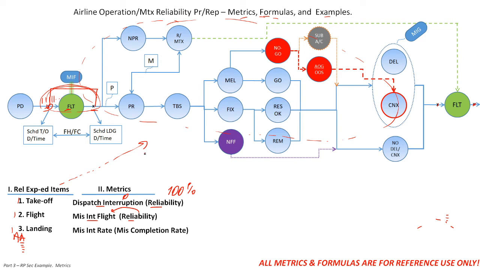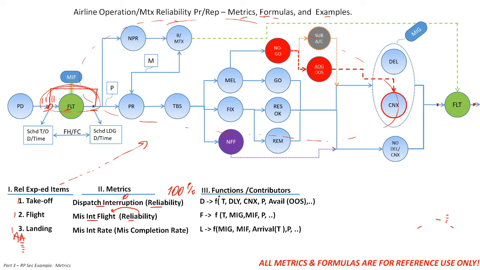Now, step number 3, we need to identify contributors. I'm also using the word function. The reason why I'm doing this is because we're gonna discuss formulas, right? Describe some formulas, and to be close to the math, I'm also using the word function. So what is the function of dispatch or contributors? Definitely number 1, it is time. I think we all agree, right?